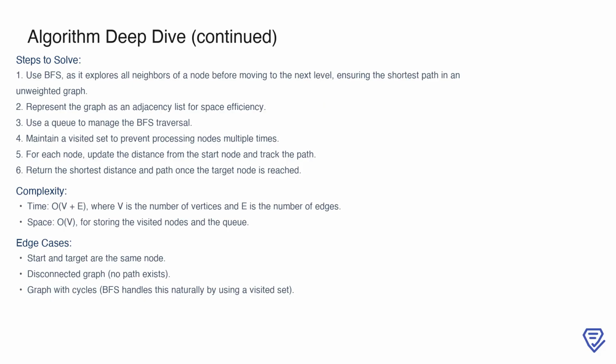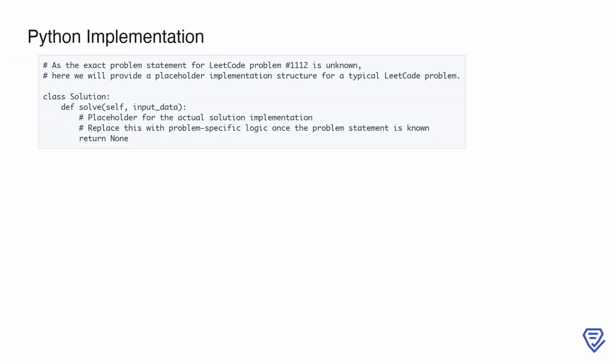Special cases, such as when the start and target nodes are the same, disconnected graphs, or graphs with cycles, are naturally handled by this method, making it both efficient and robust. Since the exact problem statement for LeetCode problem number 1112 is not available, this code provides a placeholder structure for the solution.